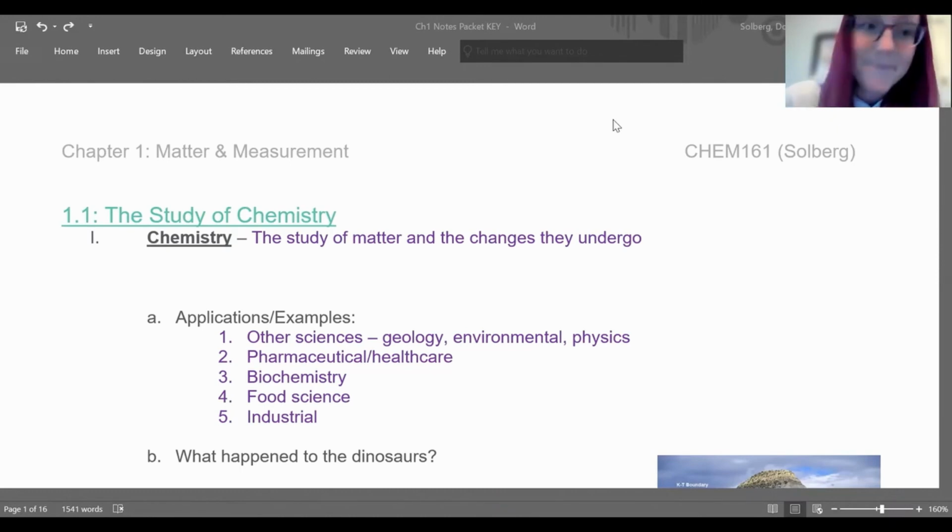So let's get started. Okay, so overview of chemistry in general. We are obviously going to learn a lot this semester, but what is chemistry? It is the study of matter and the changes it undergoes. So when I'm talking about chemical reactions, that's how matter changes, why it changes, how we can make it change, those types of things. There's all kinds of applications and examples, of course, which I'm sure that you know.